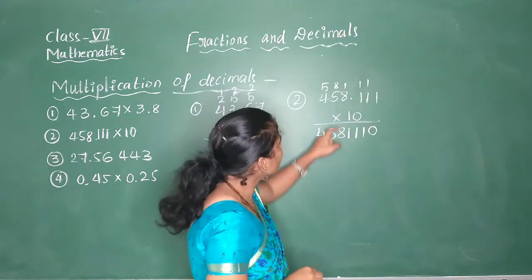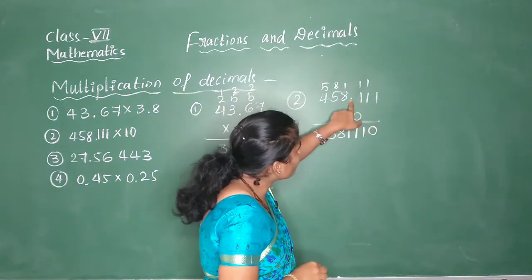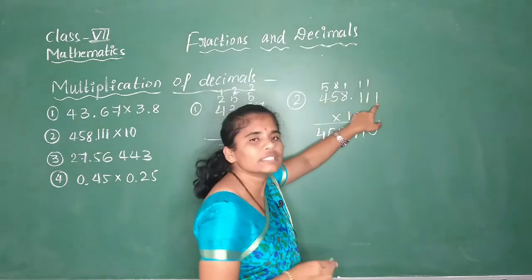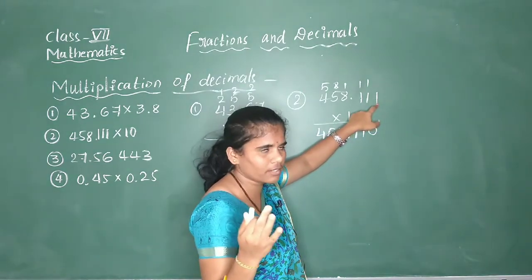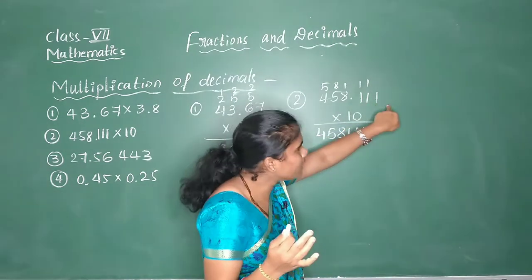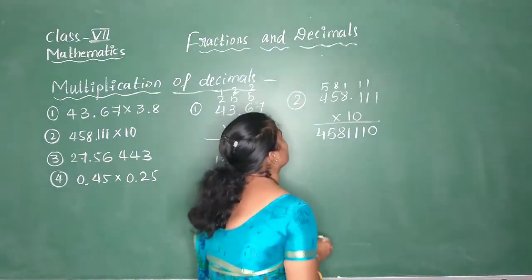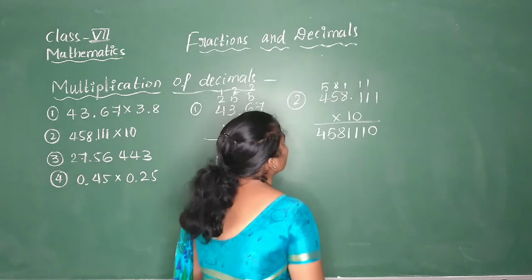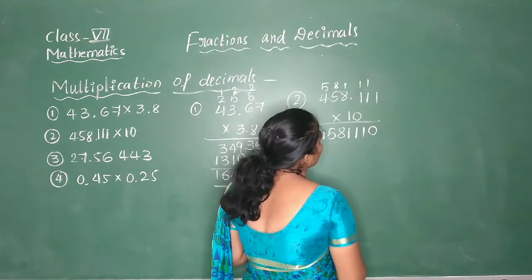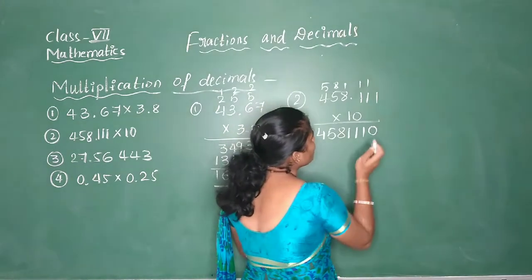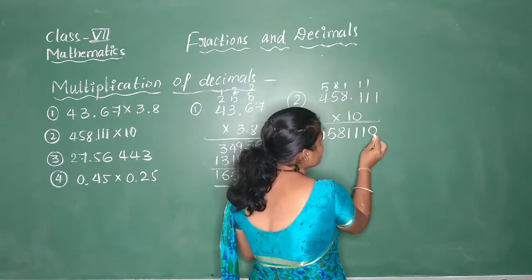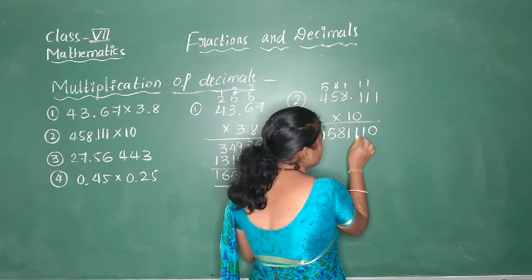Here after the point, 1 2 3, 3 digits are there, isn't it? After the point 3 digits are there, so here we have to put the point before 3 digits, means 1 2 3.